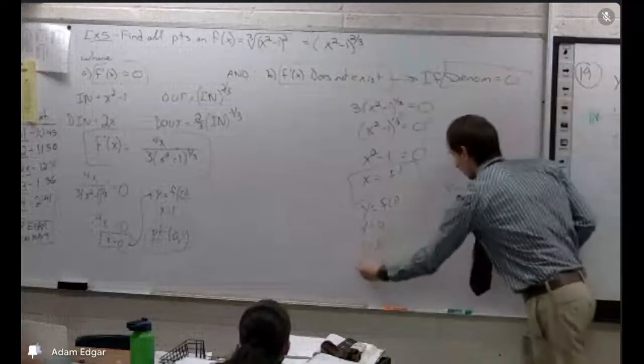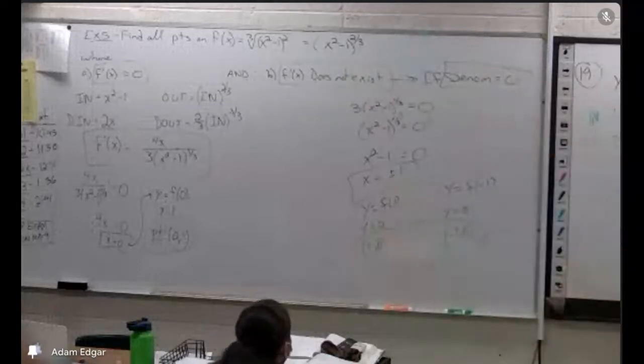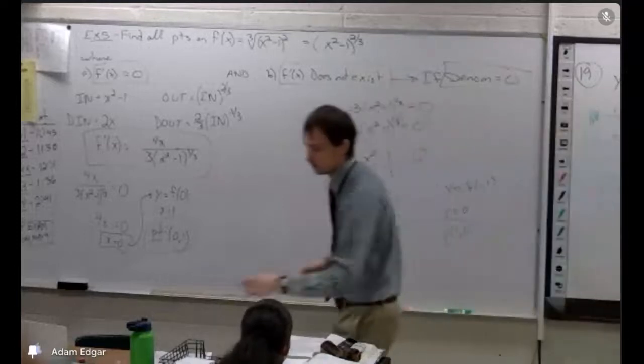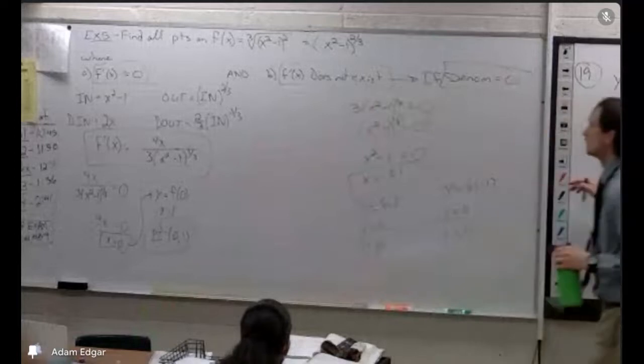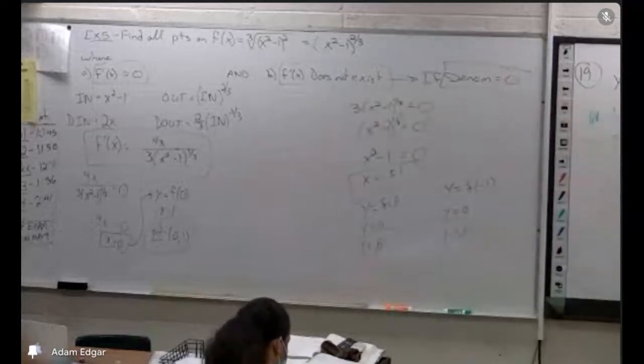So you have 2 points on the curve. They exist on the curve, but the derivative doesn't exist. Because in the derivative, you get division by 0 at those x values. Follow-up comments on that?